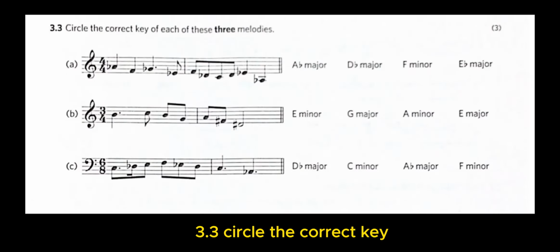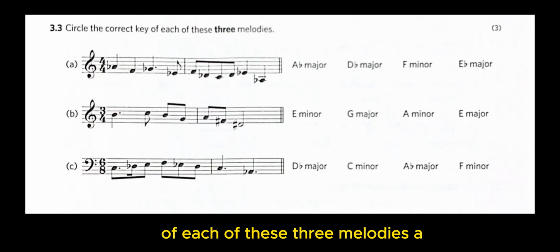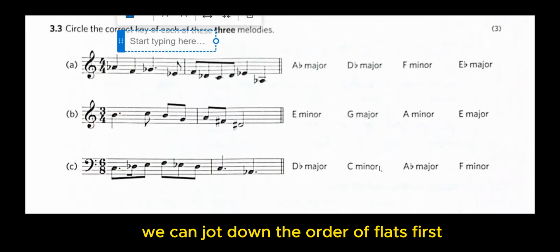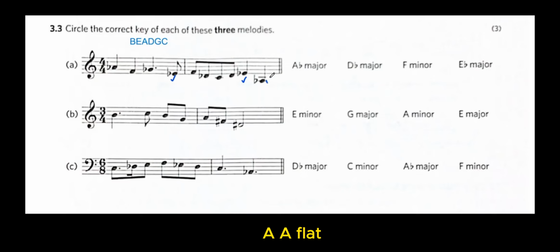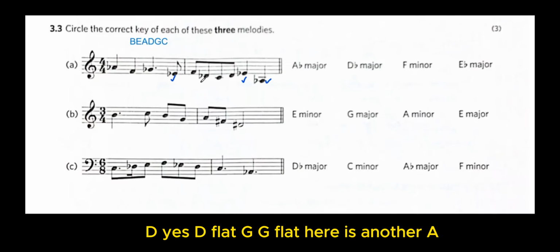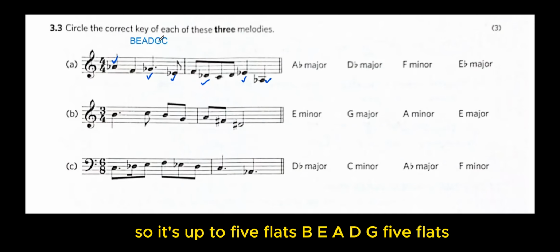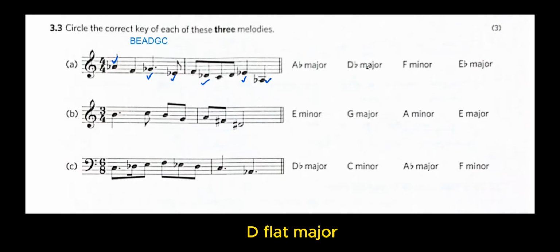3.3. Circle the correct key of each of these 3 melodies. A. We can jot down the order of flats first. Now we can check one by one. There's no B note here, so we move on to the E. There's an E flat, A flat, D, yes, D flat, G flat. Here is another A. So it's up to 5 flats: B, E, A, D, G. 5 flats, D flat major.